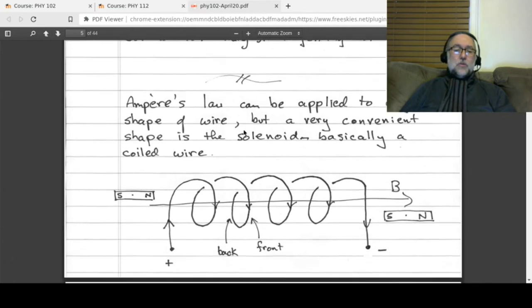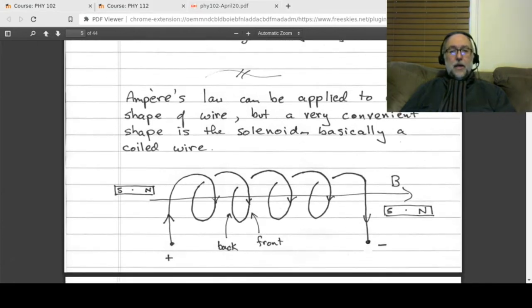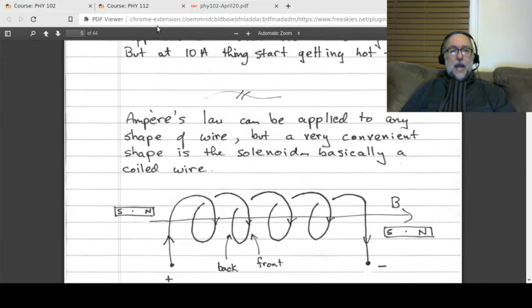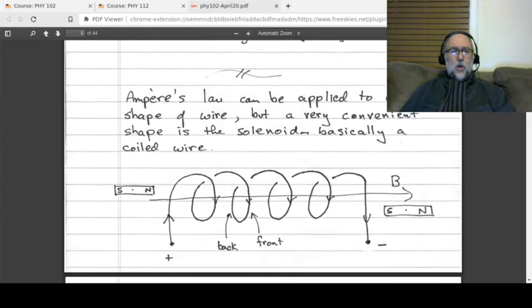But I told you that there was another shape that we were going to study, and that's basically a coil of wire. We can also apply Ampere's law to this coil of wire. Again, the mathematics is very complicated. I won't go through how Ampere's law actually gives you the formula that we'll use, but it's doable.